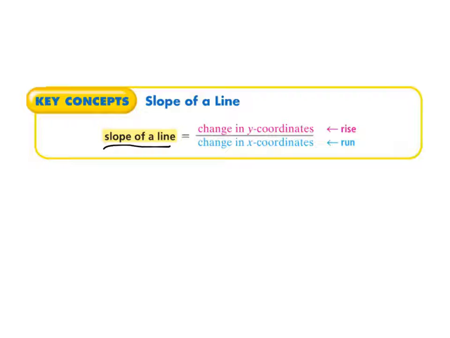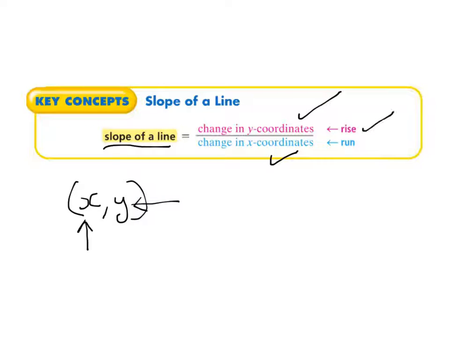Slope of a line is change in the y coordinates divided by change in the x coordinates. You know that every coordinate has an x value and a y value. So change in the y coordinate, meaning subtracting the y coordinates, divided by change in the x coordinates, meaning subtracting the x coordinates. What is the change in the y coordinate called? It is called rise. And what is the change in the x coordinates called? It is called run.